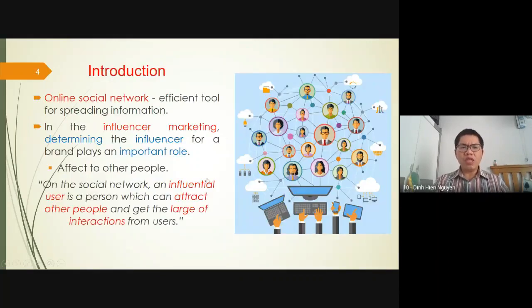For the first part, the introduction: online social networks are an efficient tool for spreading information. Influencer marketing determines the influencer for a brand, which plays an important role in the effectiveness of the campaign. The influencer is a person who can attract people and get a large amount of interaction from users.